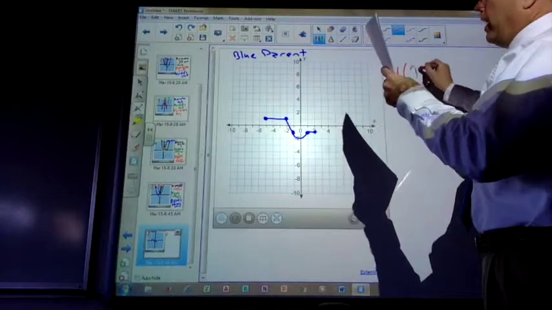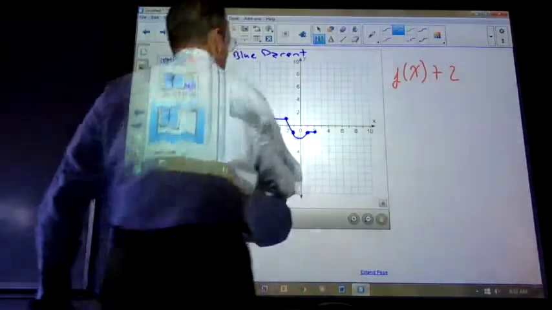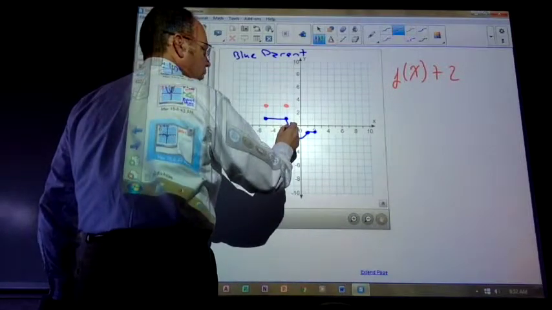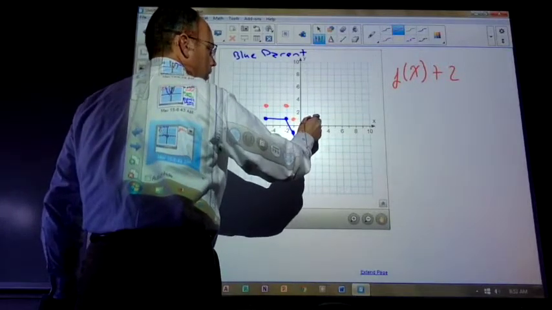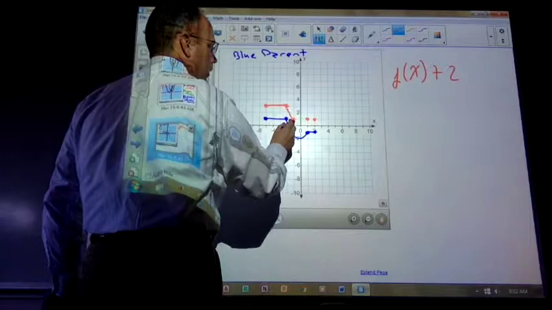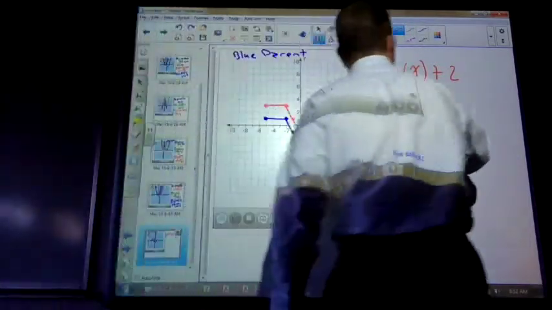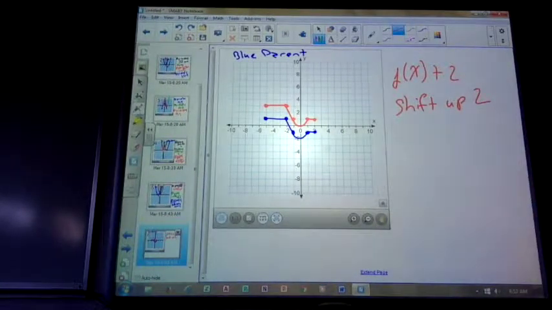Going to the right, f at x plus 2. What does this one appear to do? It's going to go up. Okay? So this point is going to go up 2. 1, 2. This point's going to go up 2. 1, 2. This point's going to go up 2. 1, 2. Does that make sense? Okay.